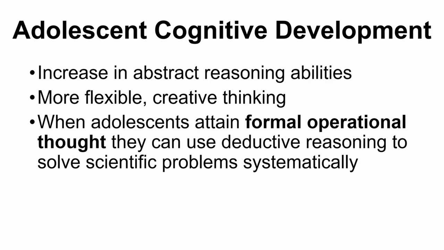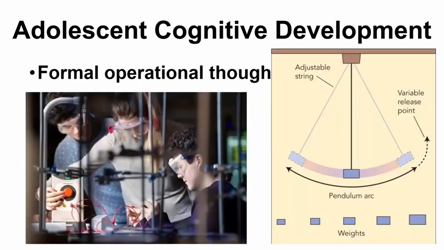And we also have more flexible and more creative thinking because of that, where they can think of possibilities that they might not have encountered before. They can imagine scenarios that they might not have observed. And so once they hit that formal operational thought stage, they can start using deductive reasoning in order to solve their problems systematically. So try this. If it doesn't work, we can eliminate it. Try that. And if that doesn't work, we eliminate that and try something else. And so this is why we're seeing here that idea of being scientifically minded.